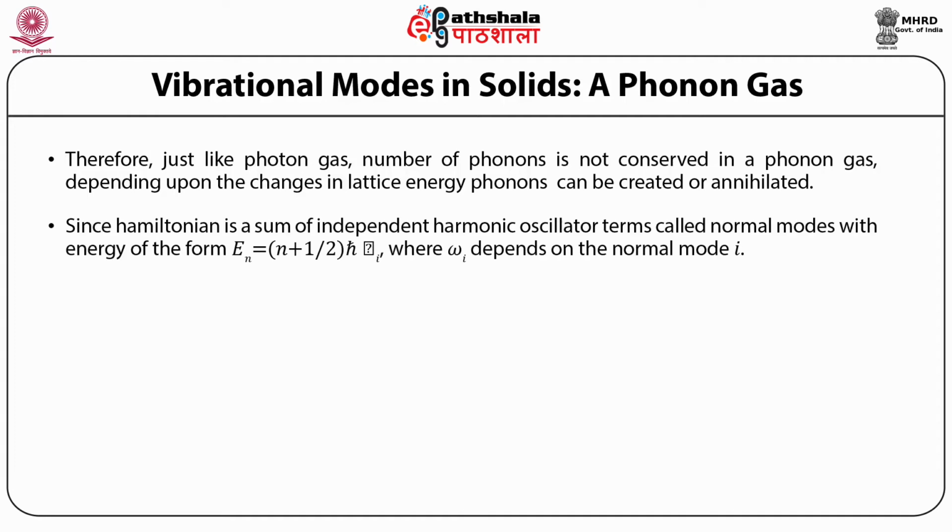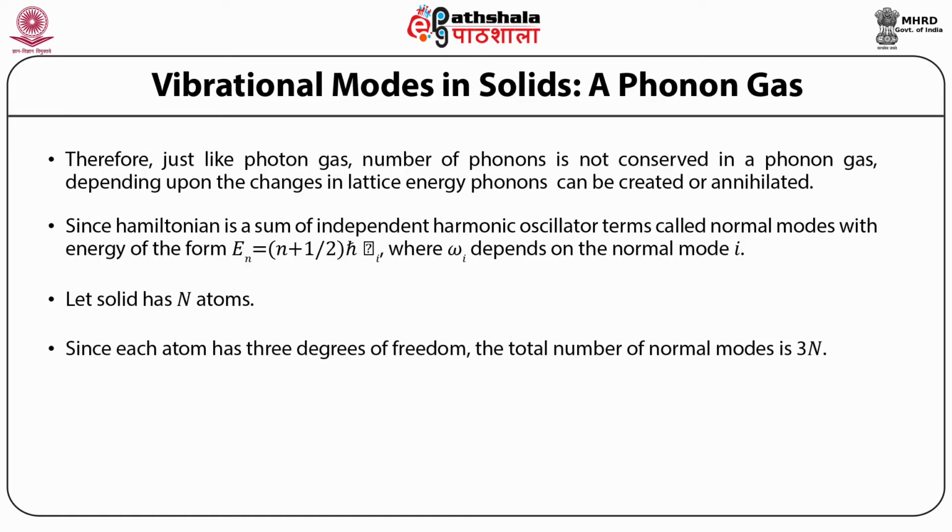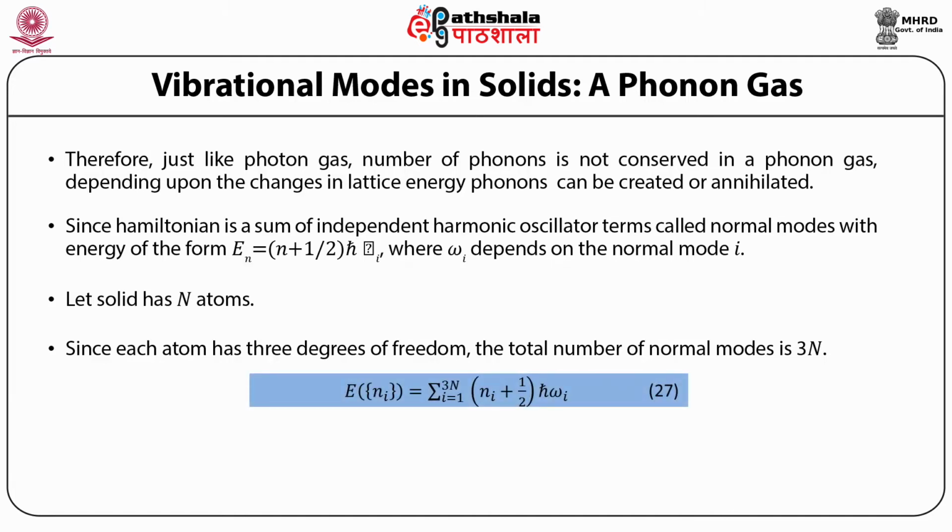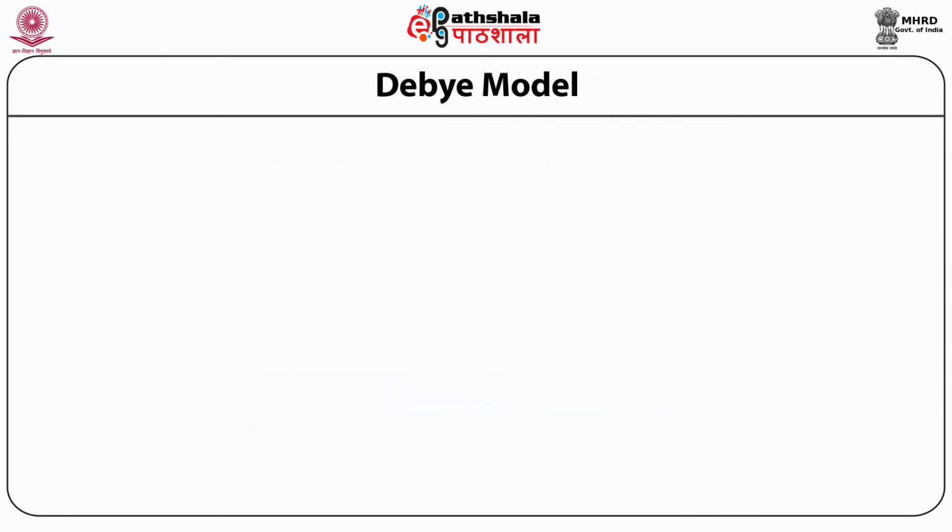Since the Hamiltonian is a sum of independent harmonic oscillator terms called normal modes with energy of the form E_n = (n + 1/2) ħω_i, where ω_i depends on the normal mode i, let the solid have N atoms. Since each atom has 3 degrees of freedom, the total number of normal modes is 3N. Total energy then is E = sum over i = 1 to 3N of (n_i + 1/2) ħω_i, where (1/2) ħω_i is the zero-point energy. So what is there in the Debye model?